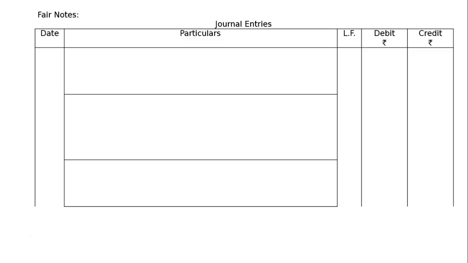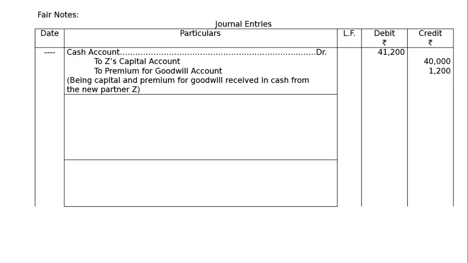Now the journal format, first entry. Cash account debited rupees 41,200 to Z's capital account for capital rupees 40,000. To premium for goodwill, 60% he paid, rupees 1200 out of 2,000. Being capital and premium for goodwill received in cash from the new partner Z.